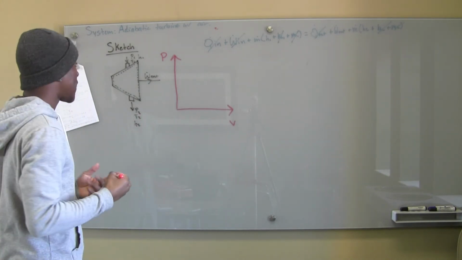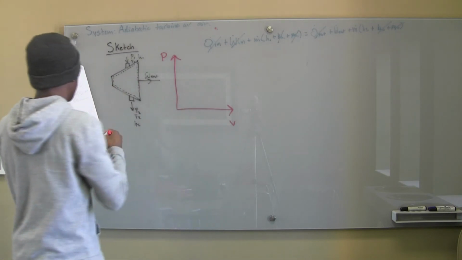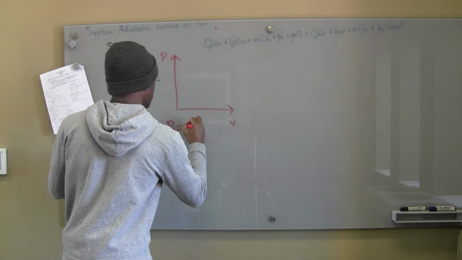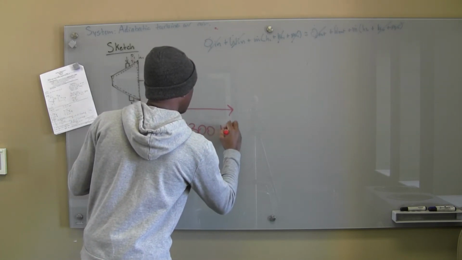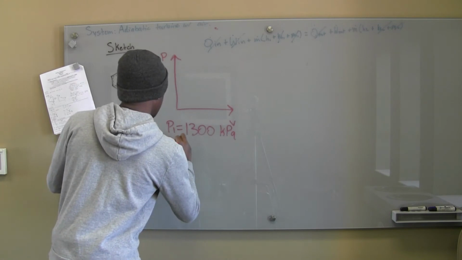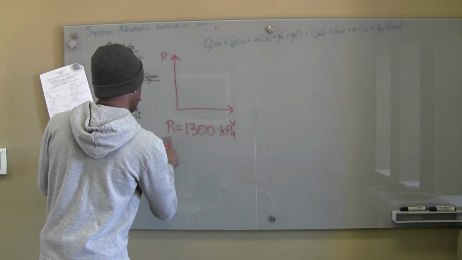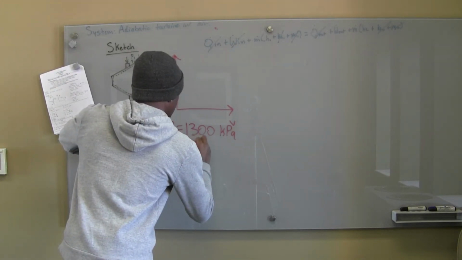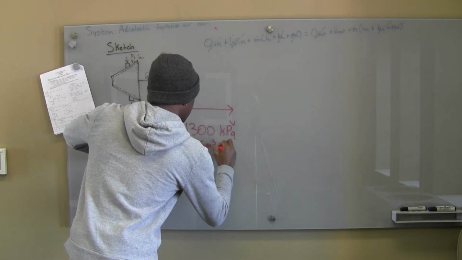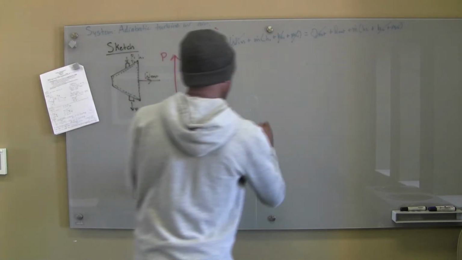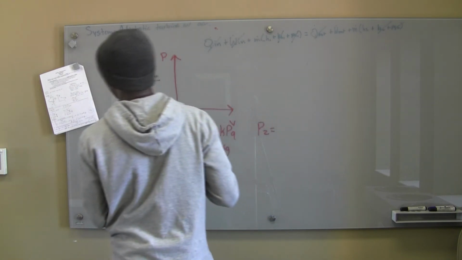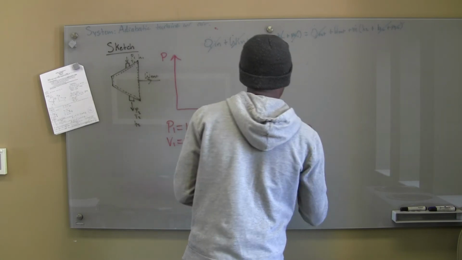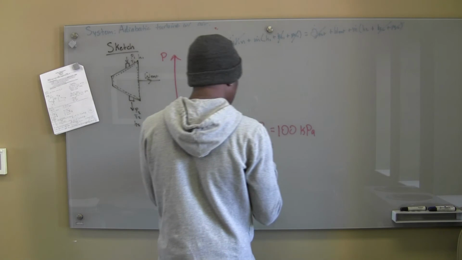What we know, right, is that, let's say that this is, first of all, we know that our P1 was equal to 1300 kilopascals, right? Our V1 was equal to 5.66, I'm going to say. Right, our P2 was equal to 100 kilopascals. And we never calculated our V2, so let's go ahead and calculate that right now.